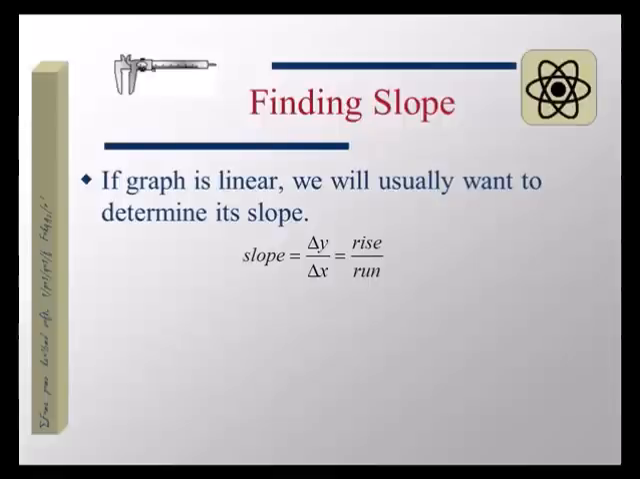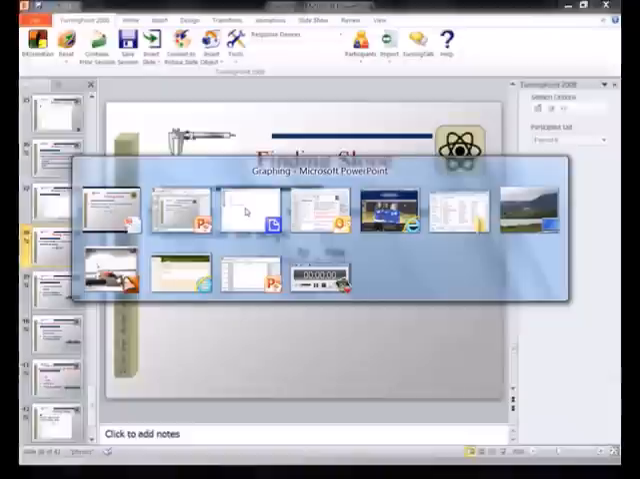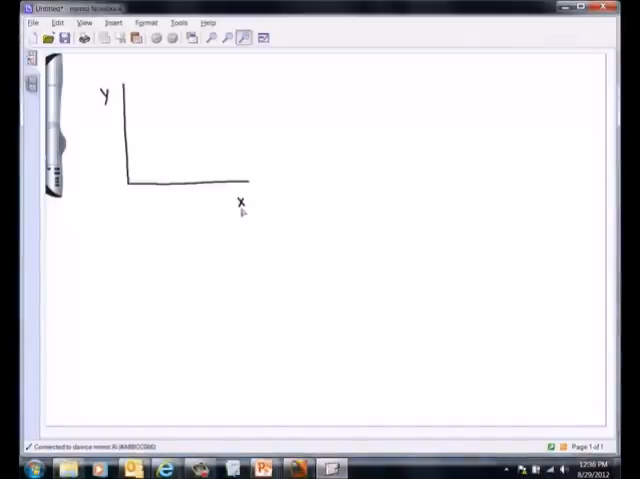So on a graph, if I have a graph of y versus x, and this is my straight line, the rise or the change in y would be how far it moves vertically between 2 points, and the run or the change in x is simply how far it moves horizontally between those same 2 points.